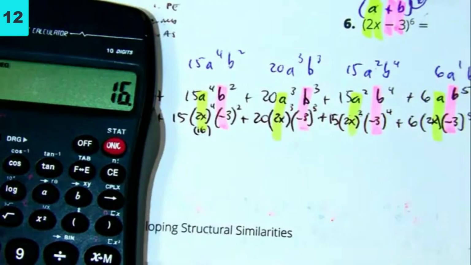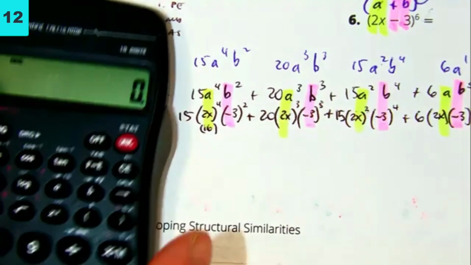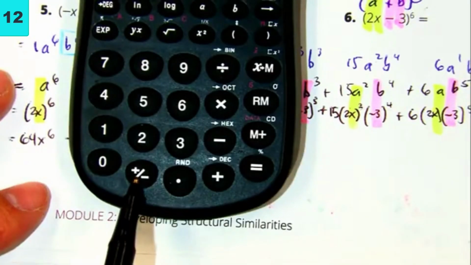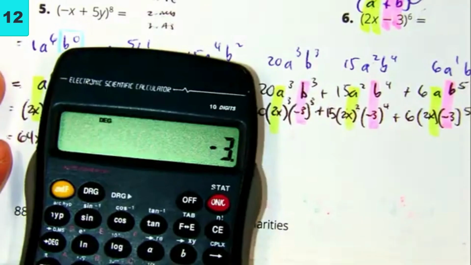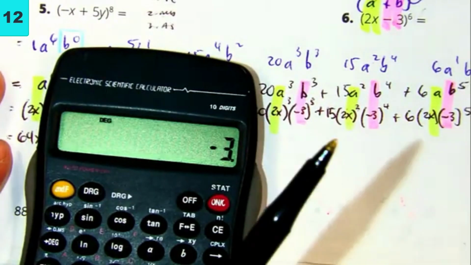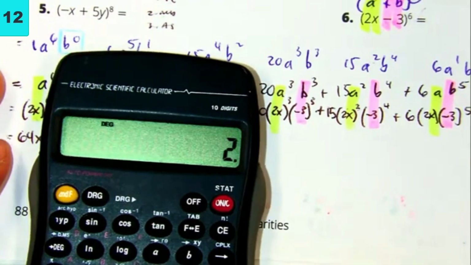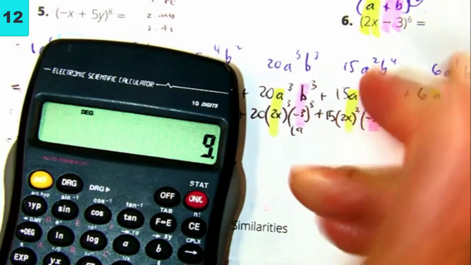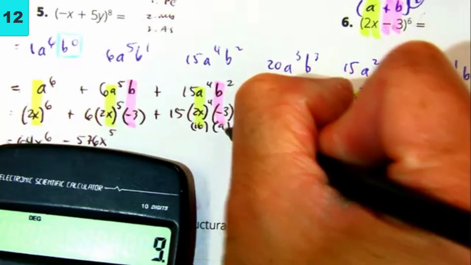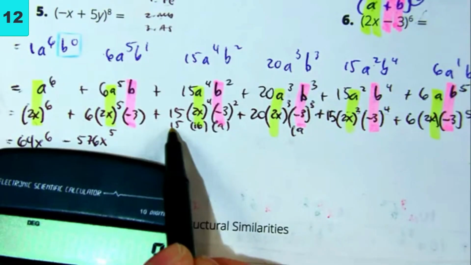-3 squared. On this calculator, I'm going to have to use this button down here as a negative. So 3 negative squared. So y to the x 2 equals positive 9. Does that make sense? And then times 15, and then you just multiply all those numbers together. Okay?